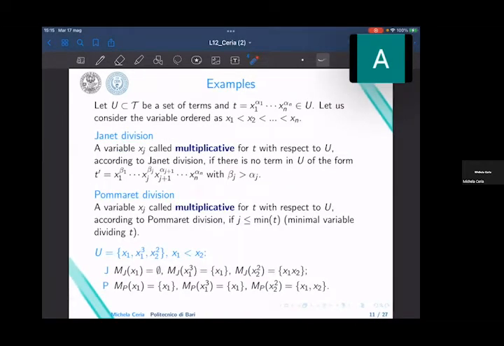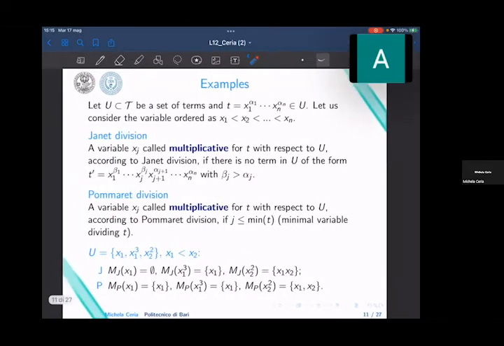Here there are two divisions that are actually famous. They are called Janet division and Pommaret division, with the rules in order to understand which are the multiplicative and non-multiplicative variables. And in particular, if you are interested, you can check the definition with the example here, in which there is a small set of terms and the difference between the two divisions on what are the multiplicative and non-multiplicative variables. Let's move to the basis.